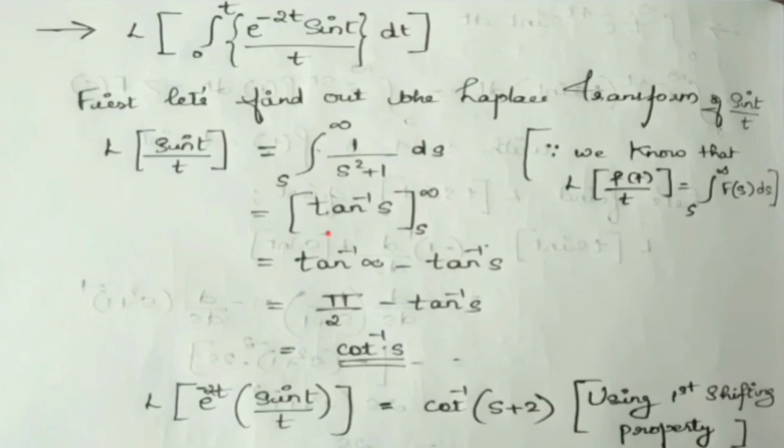Therefore, tan inverse s within the limits s to infinity. Now, let's apply the limits and we'll get it as tan inverse infinity minus tan inverse s. Now it becomes pi by 2 minus tan inverse s, because tan inverse infinity is pi by 2. Therefore, pi by 2 minus tan inverse s is equal to cot inverse s. We have tan inverse s plus cot inverse s is equal to pi by 2. Therefore, pi by 2 minus tan inverse s is equal to cot inverse s.